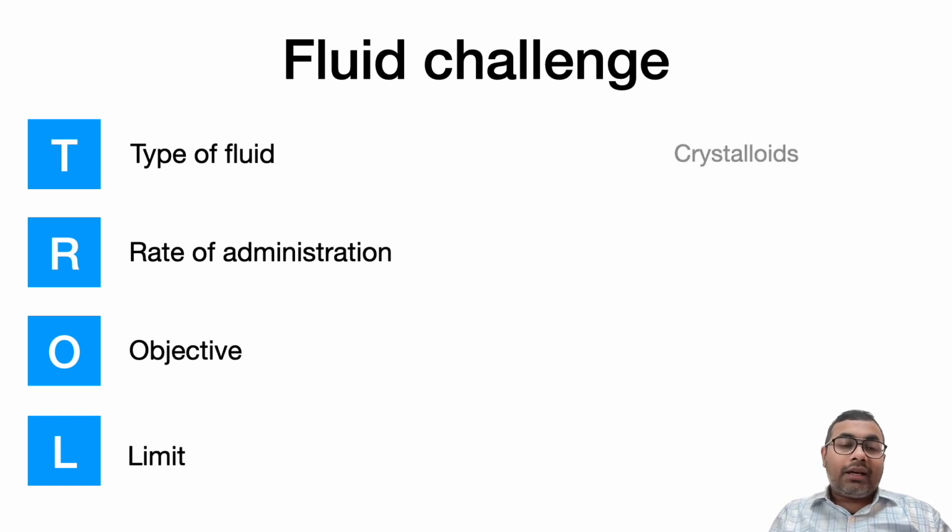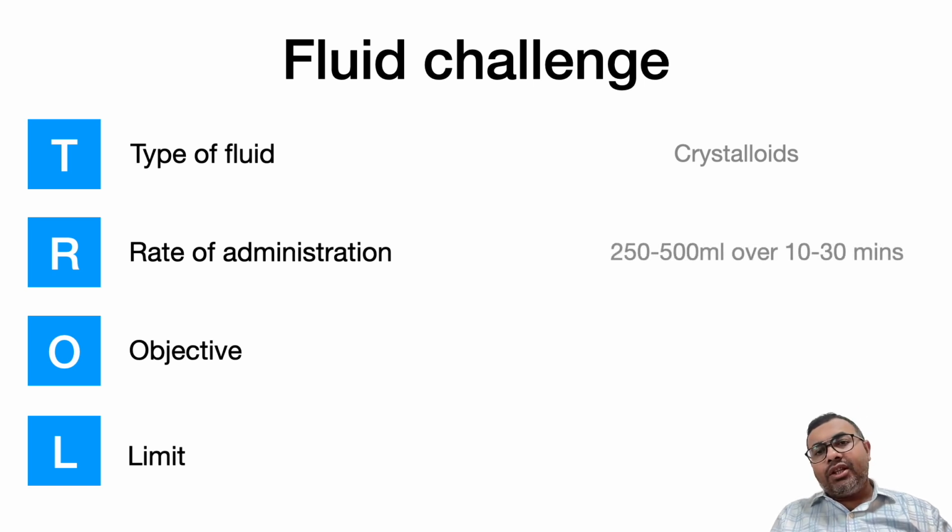Typically, crystalloids are used for fluid challenges unless we have a specific scenario. For example, in ongoing hemorrhages, you may include blood products. The typical rate of administration varies from 250 to 500 milliliters over 10 to 30 minutes. It has not been standardized in any guidelines.